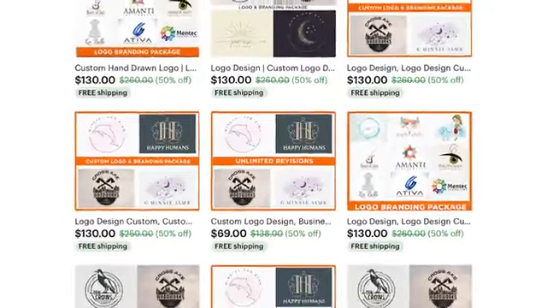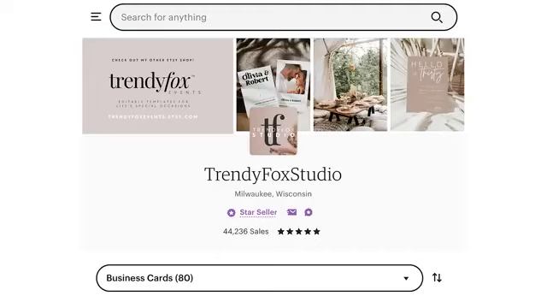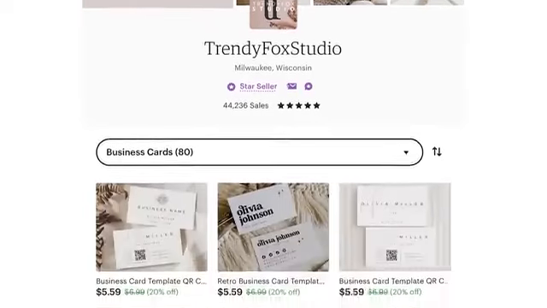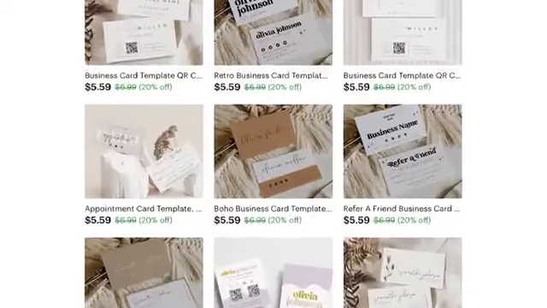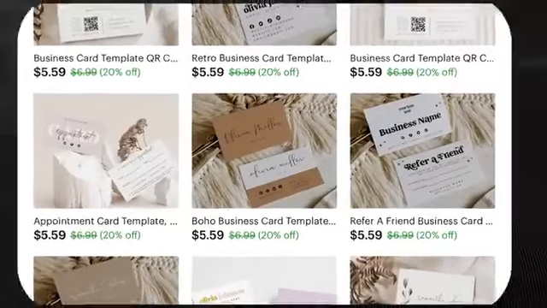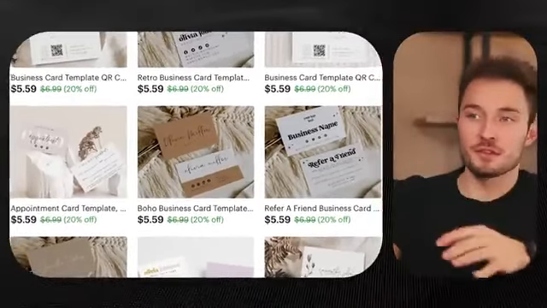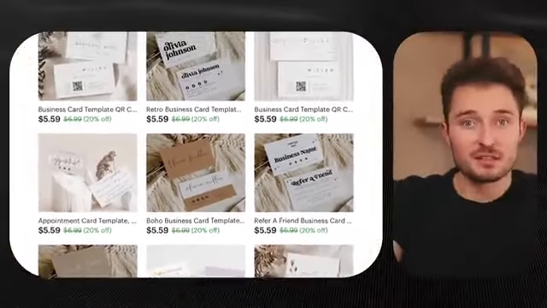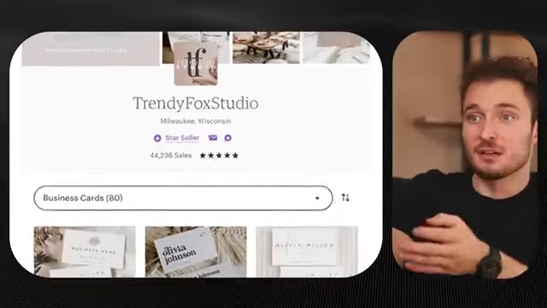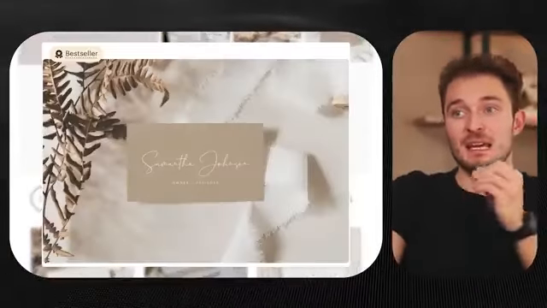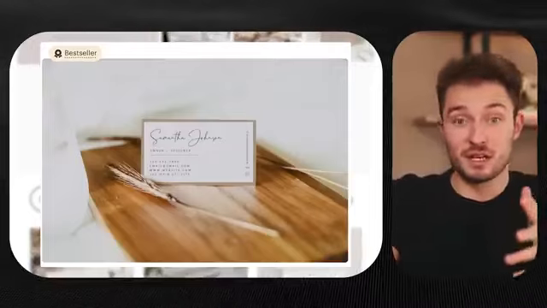There's also shops like Trendy Fox Studio, which sells a lot of different templates that's selling just business card designs for $5.60 a piece. It's hard to tell what percentage of their sales are just from the business cards, but when you see that some of their best sellers are these business card packs, it's clear that business cards are driving a lot of sales. So whether it's an upsell to a logo design or it's a standalone business card, there's a lot of money to be made here. The cool thing is how easy it is to come up with great designs using AI.